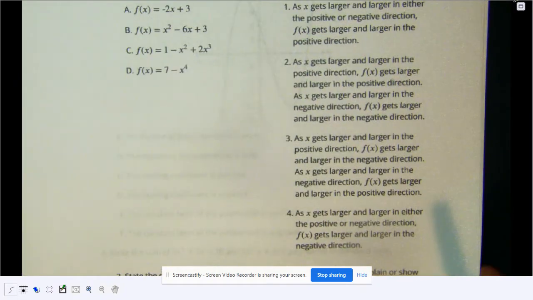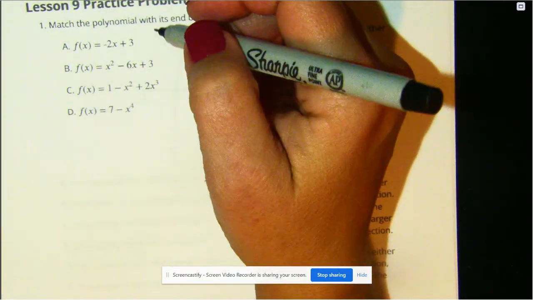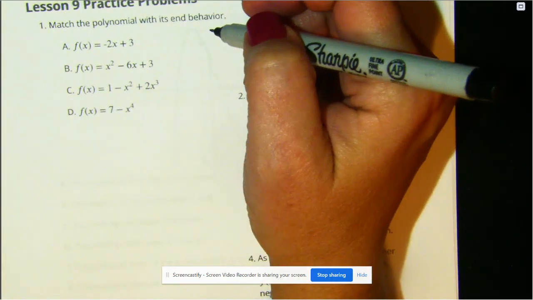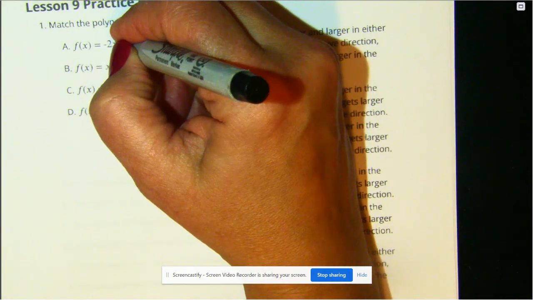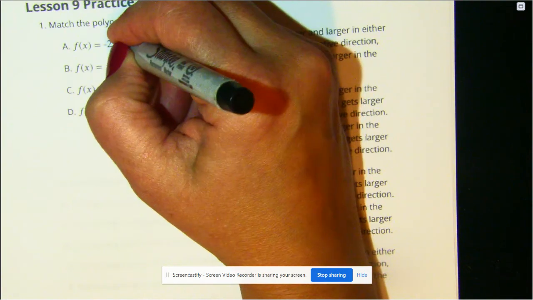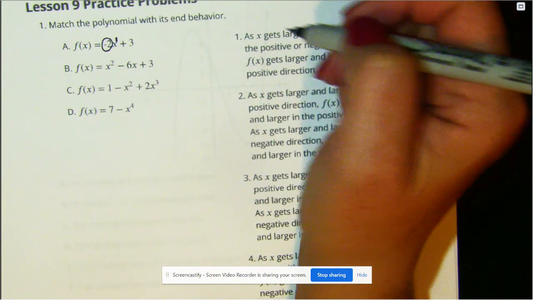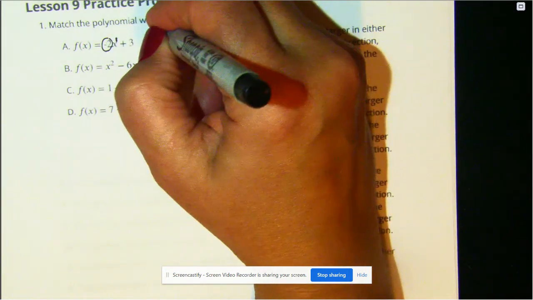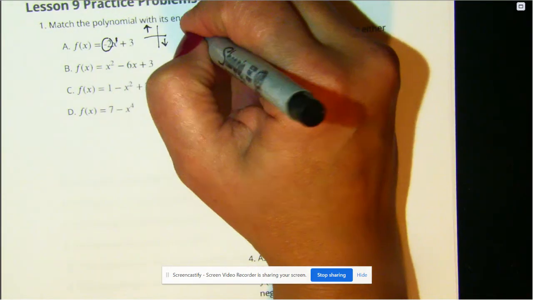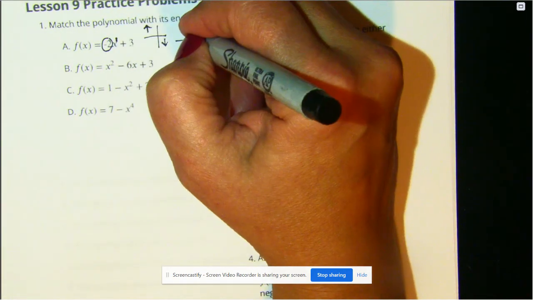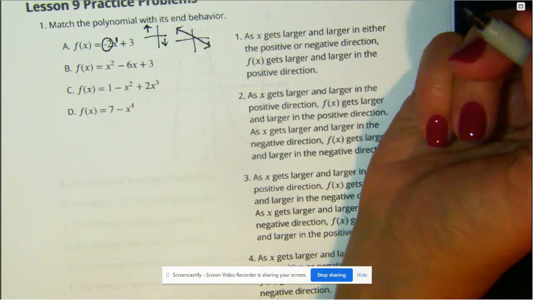Lesson 9, number 1, it says match each polynomial with its end behavior. So we have learned that the lead coefficient along with the degree determine the behavior. So this one right here is an odd degree because it's a 1 with a negative number. That means the ends are going in opposite directions, and it's up over here and down over here. It would be wonderful if people recognize that as, right, that's a line, y equals mx plus b. See how the ends are going in opposite directions?